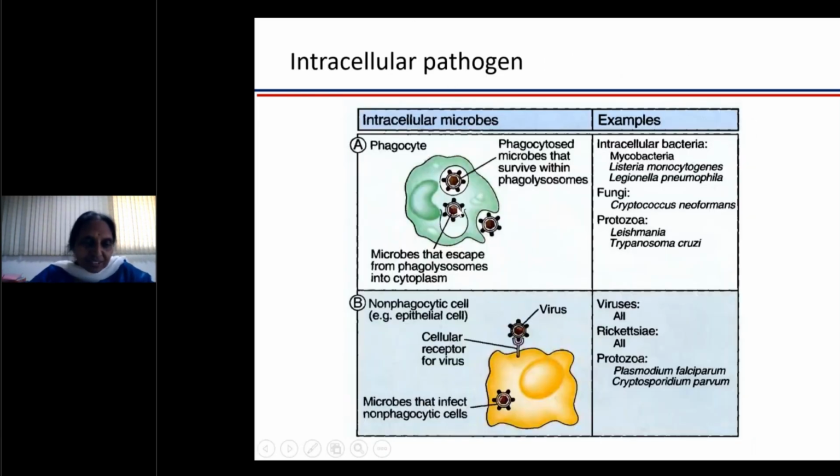So we have two kinds of microbes. One which can be phagocytosed. They go into the phagosome and they survive there. These are all your intracellular bacteria, fungi, protozoa. Then you have viruses. Viruses generally uncoat themselves. Like they bind to the membrane receptor.